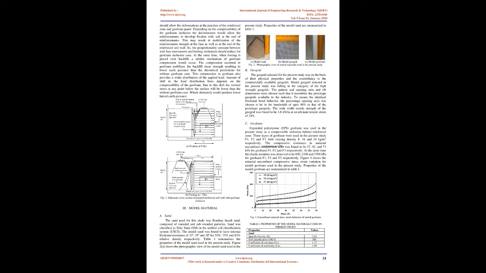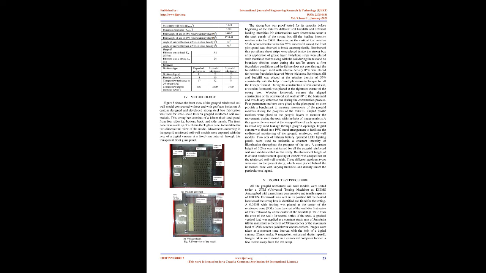When no compressible inclusion is made behind the reinforced zone, the applied load would transfer towards the face of the reinforced soil wall. This is mainly because the only location that allows deformations is the face of the geogrid reinforced soil wall, which results in wall face movements being in direct proportion to the strip load settlement. Geofoam, when placed behind the reinforced zone, should allow deformations at the junction of the reinforced zone and geofoam panel.